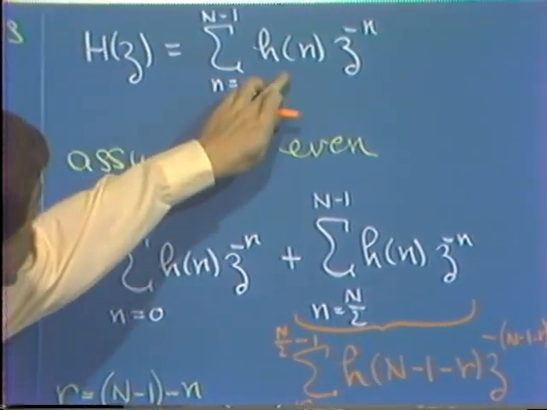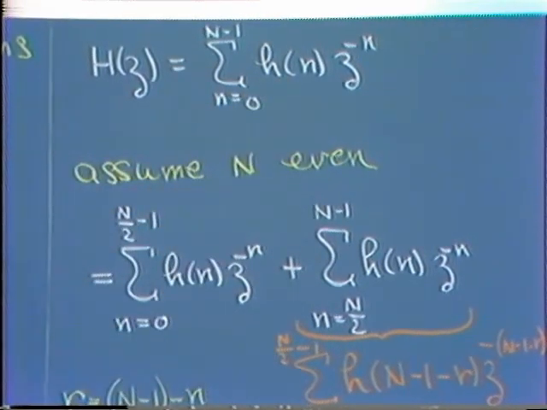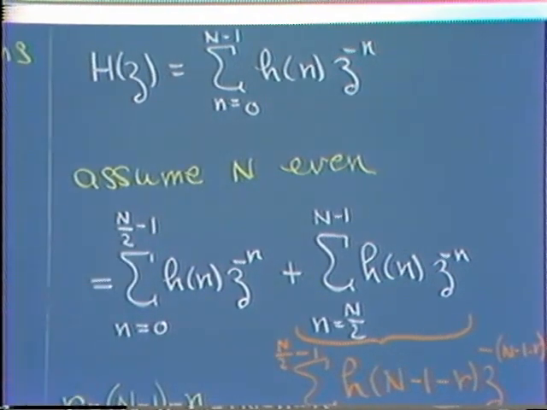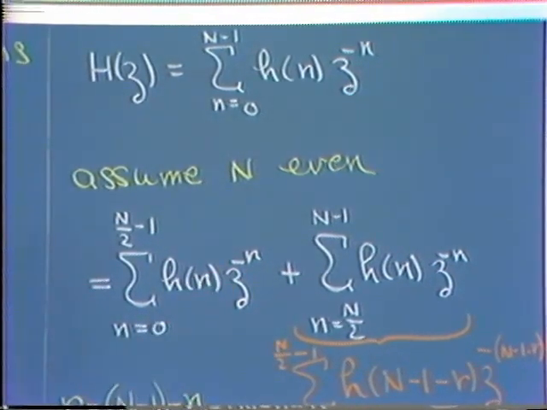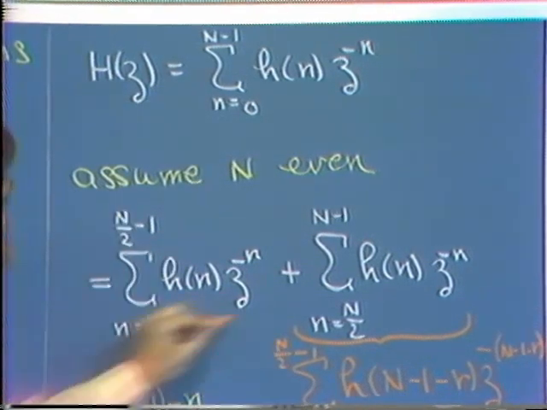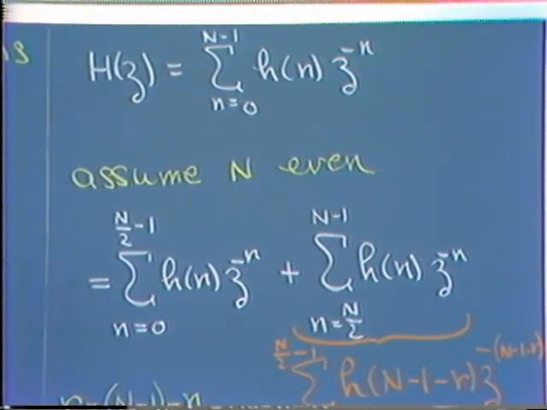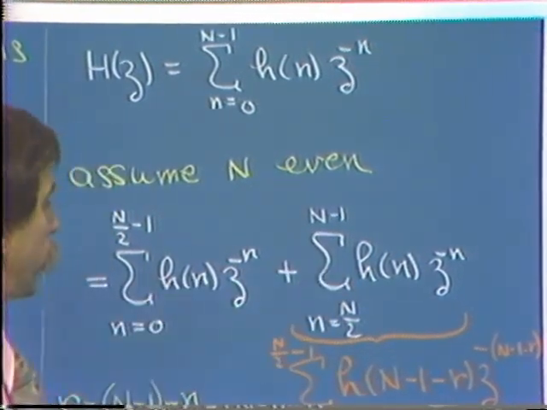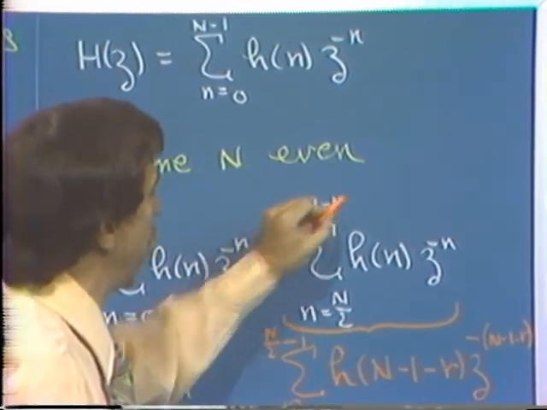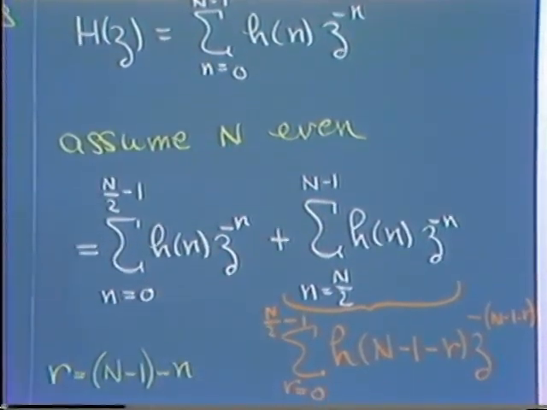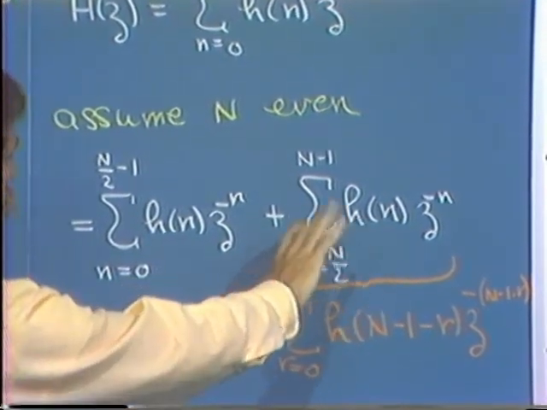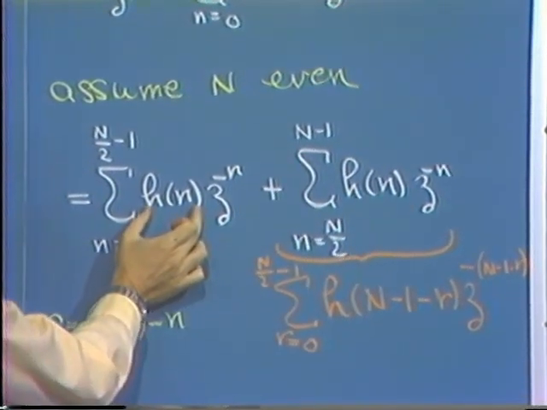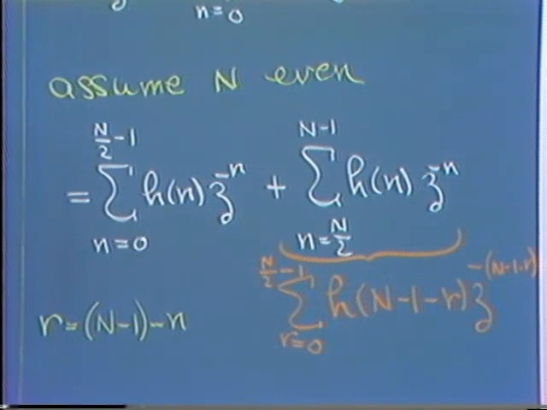Okay, well, we can express the transfer function h of z as a sum from n equals 0 to capital N over 2 minus 1 of h of n z to the minus n. Those are the first half points, the first half of the non-zero points, plus a sum over the second half of the non-zero points from capital N over 2 to capital N minus 1. And basically where we want to get to is to exploit the fact that these points are numerically equal to these, except that the index runs in the other direction.